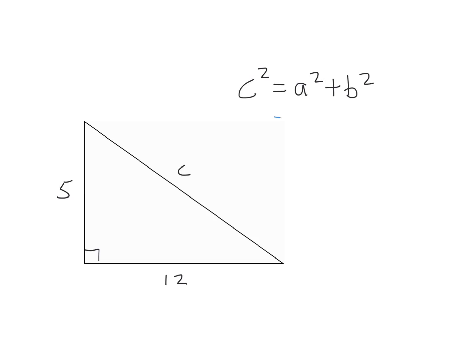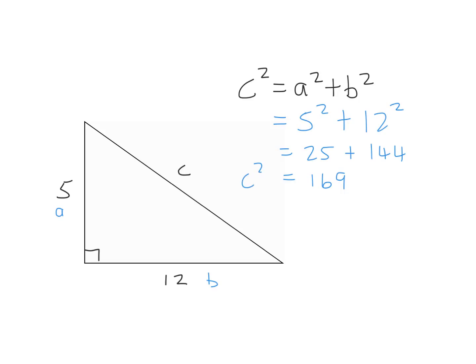Alright, well, you should have something like this. I'm just going to call the 5 over here a, so I'm going to get 5 squared added to, and I'm going to call this side b, 12 squared. I know that 5 squared is 25, and I know that 12 squared is 144, and if I add the two together, I should end up with 169. Now that's true for c squared.